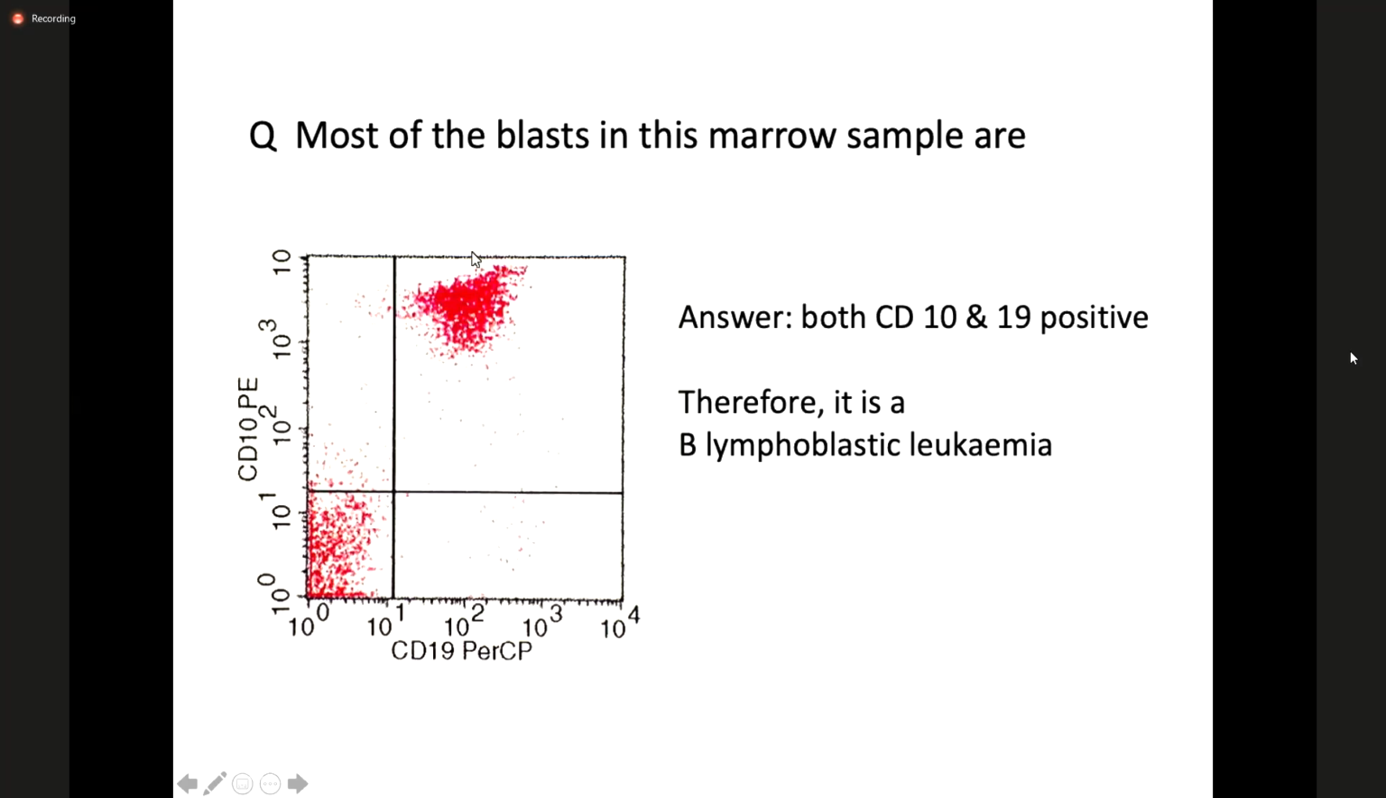So then we call that a B lymphoblastic leukemia, because we use 19 to say it's a B cell lineage, and 10 is used to say it's an immature cell. So then we call this a lymphoblast. Okay, so that's how we come to diagnose using flow cytometry.